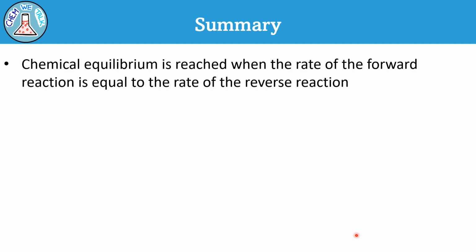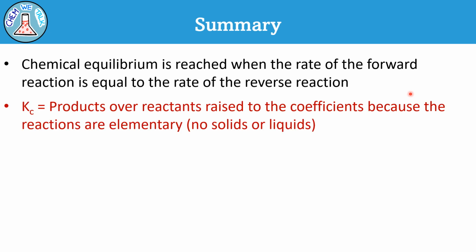All right, glad you made it this far, and let's just do some recap. So chemical equilibrium is reached when the rate of the forward reaction is equal to the rate of the reverse reaction. The Kc is simply going to be products over reactants raised to coefficients, because all those reactions in equilibrium are elementary, which means they happen in a single step, so the exponents are going to match the stoichiometric coefficients. Just be mindful that no solids or liquids are included in the K expression.